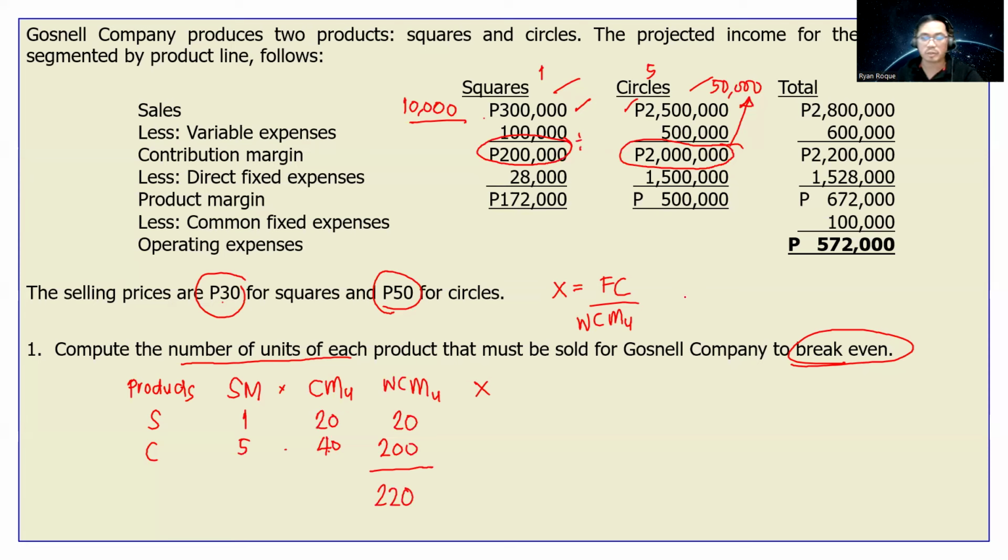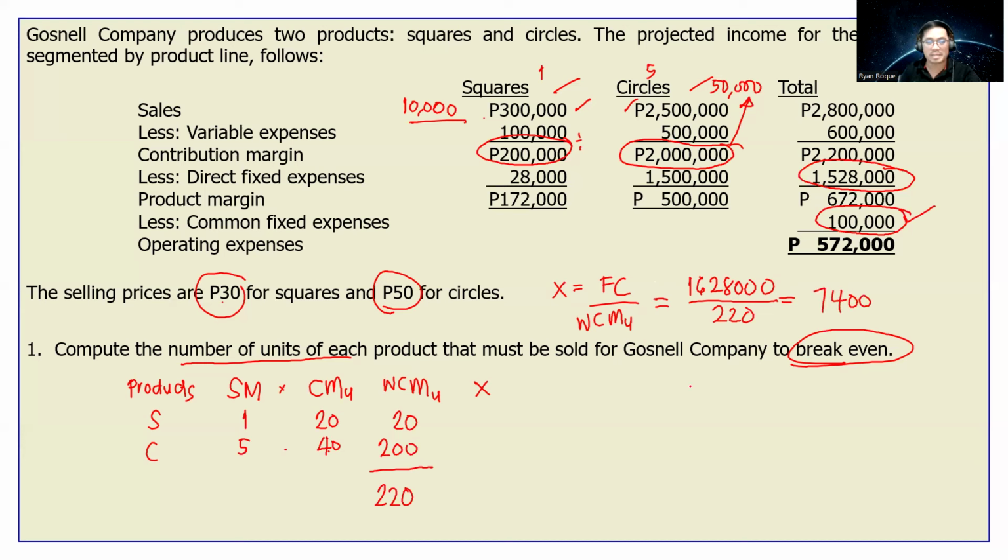So from here, let's compute the number of units that must be sold to break even. So step 2, FC is how much? We have the direct fixed expenses of 1,528,000, and we also have common fixed expenses of 100,000. The question is, are we going to include this one? The answer is yes, because otherwise, we will not get the correct answer to break even. So the fixed cost would be 1,628,000 divided by the weighted CMU of 220.